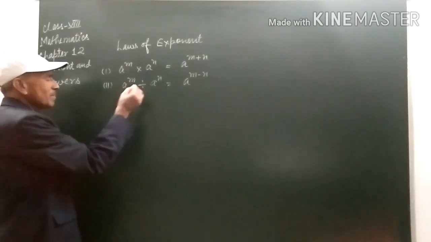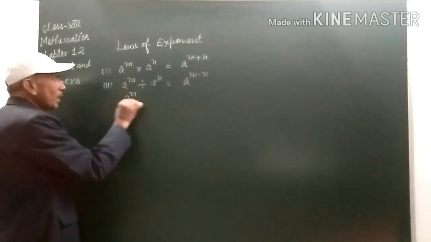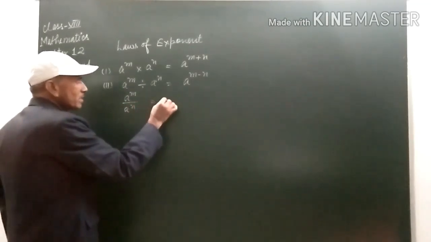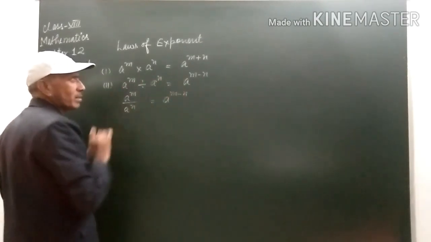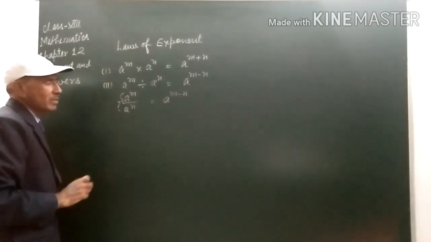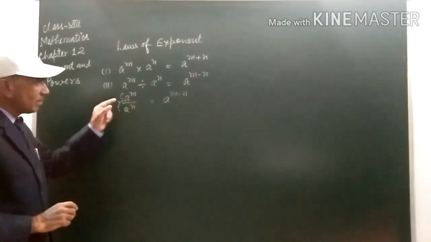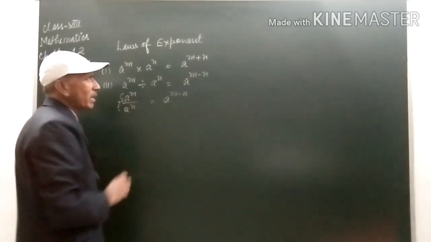Or simply we can write it like this: a to the power m upon a to the power n. Clear students? That is a to the power m minus n. We can write this like this. We can also write it this way, students: a to the power m divided by a to the power n is a to the power m minus n.